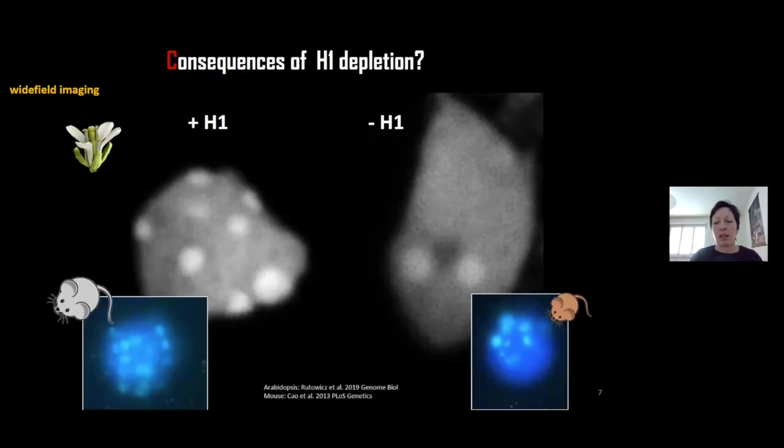This was the first level of analysis, which already reminded us of what had been described in mouse. In mouse, this is a typical cell nucleus with very strong and bright chromocenters, and in the absence of H1, chromocenters do not totally disappear, but they are massively reduced. And in mouse, it is lethal.